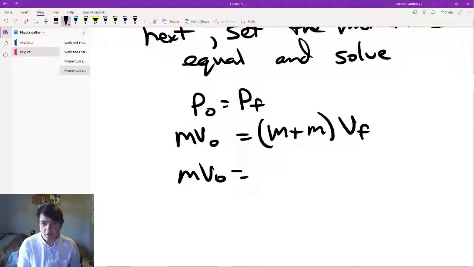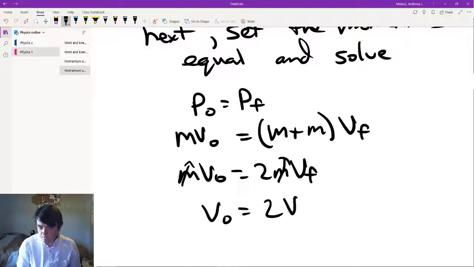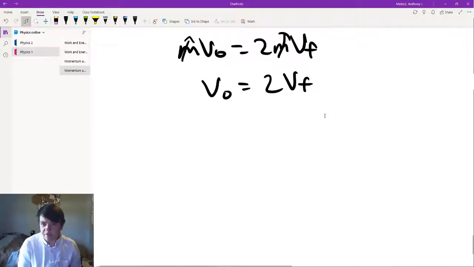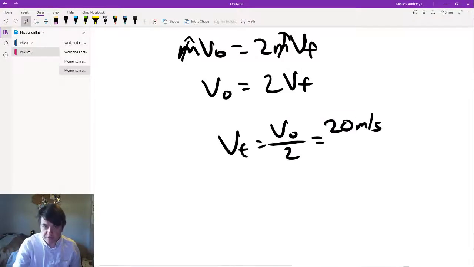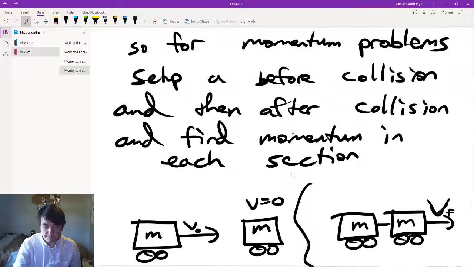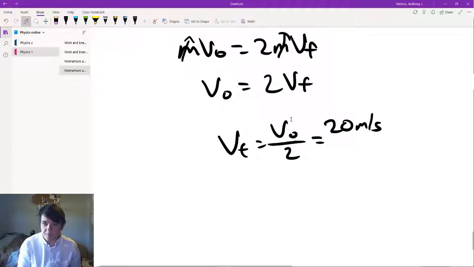We can do a little bit more without putting numbers in here. So m plus m is 2m v final. We can now cancel the m's because they're the same. And what we'll see here is if we divide over, v final equals the initial velocity over 2. And the initial velocity was 20 meters per second, I believe. Yeah. And that's divided by 2. So they'll move together at just 10 meters per second.